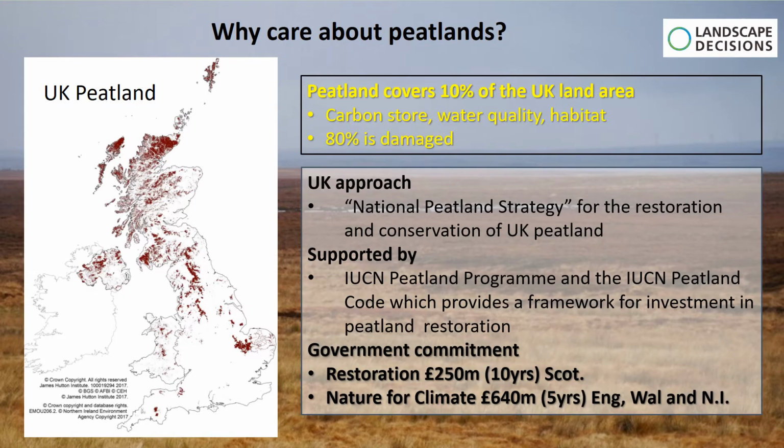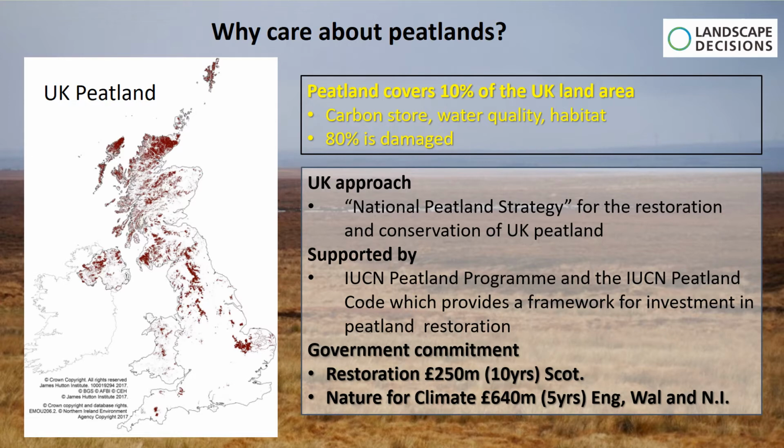So, why should we care about peatlands? Well, as you can see on the map on the left, peatlands tend to be in out-of-the-way areas, in highland regions or in remote agricultural areas. But you'll notice that peatland does actually cover 10% of the UK land area, which means it's quite important in terms of carbon storage, regulating water quality and quantity, and it provides a unique wetland habitat. However, 80% of that is actually damaged, so it doesn't function properly.